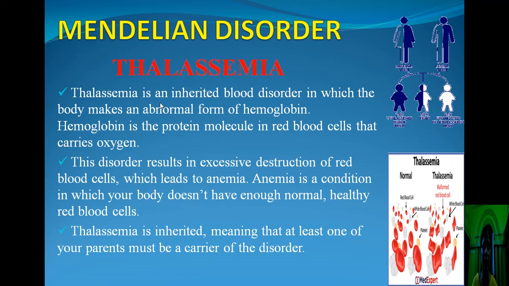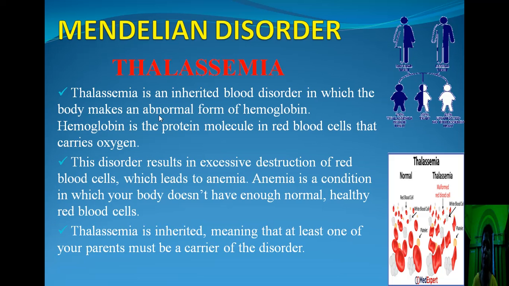This disorder results in excessive destruction of RBC, which leads to anemia. Anemia is a condition in which your body does not have enough normal healthy RBC. If the RBC level is low, then oxygen transport capacity is also low. Thalassemia is inherited, meaning that at least one of your parents must be a carrier of the disorder. If the gene is present in the child, the genes generally come from the parents.